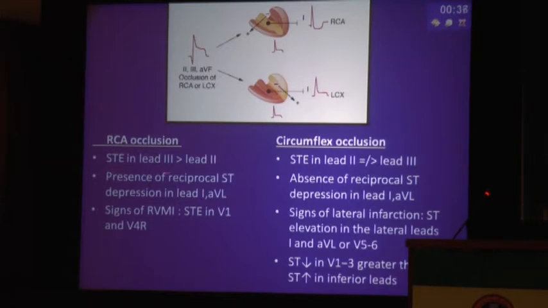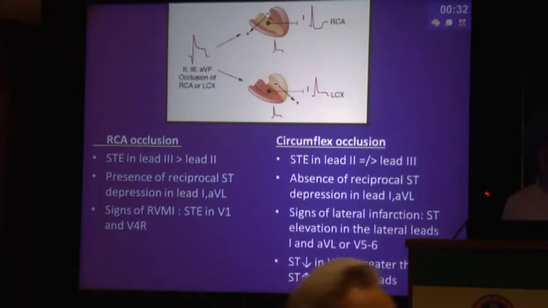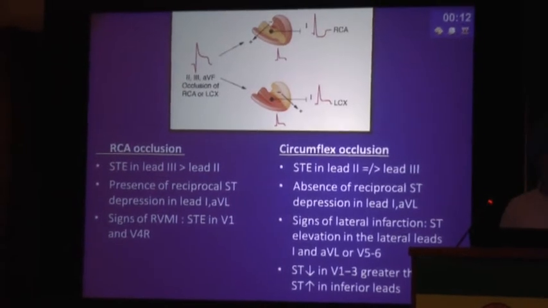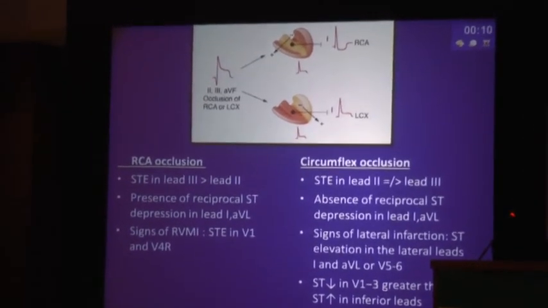So whenever ST elevation is more in lead 3 than in lead 2, you are dealing with a RCA block. If the ST elevation is more in lead 2 than in lead 3, you are dealing with a lateral block, because lead 2 is more towards the left. Both are inferior leads, one is more towards the left, one is more towards the right. So if you have lead 3 elevation more than lead 2, you are dealing with an RCA block. If you have lead 2 elevation more than lead 3, you are dealing with a circumflex block.